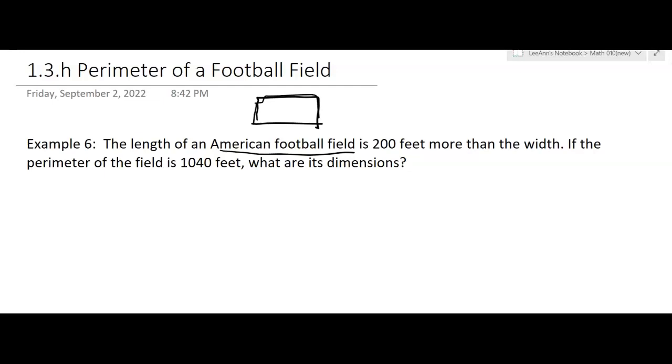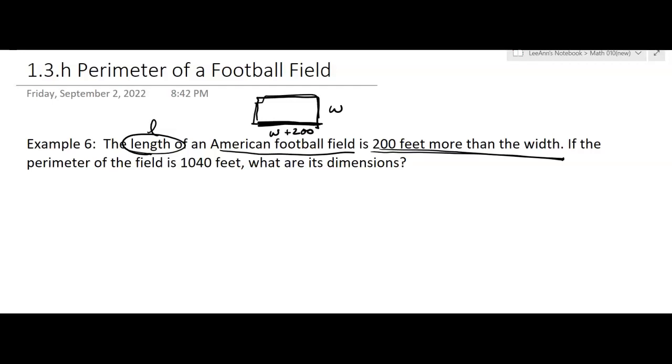So this problem's not one of the really fun geometric shapes we just saw. It's just a rectangle, but, you know, rectangles are cool too. So anyway, the length of an American football field is 200 feet more than the width. Okay, the length, that's the L, is 200 feet more than the width. So the length is the longer one. Here's the width, and then the length is the width plus 200.